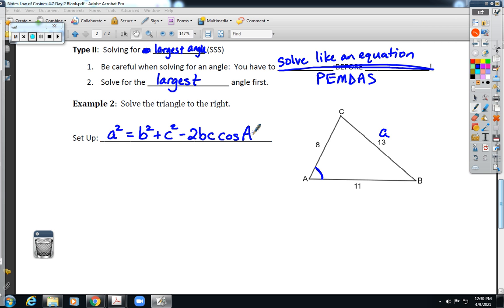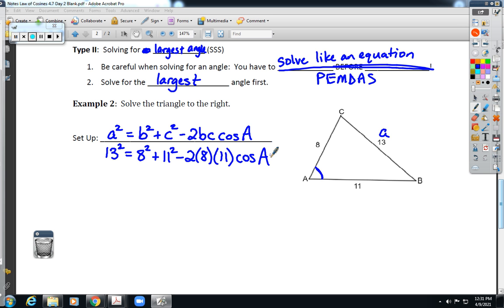So we know little a is 13. We know little b is 8. We know little c is 11. And we do not know angle A. So when we finish plugging in, we have 13 squared equals 8 squared plus 11 squared minus 2 times 8 times 11 times the cosine of angle A.